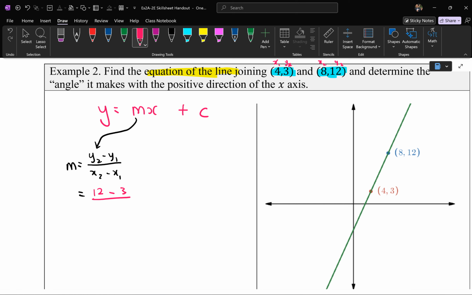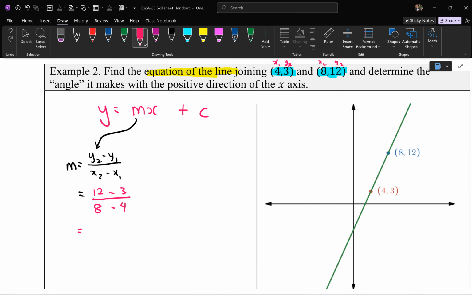Some students make a mistake at this point because we always do x before y, and they do 8 take away 4. Don't do 8 take away 4 on the top. It's the y's first. Yeah, so rise over run. So it's 12 take away 3 and then 8 take away 4. I'm just following what I labeled here.